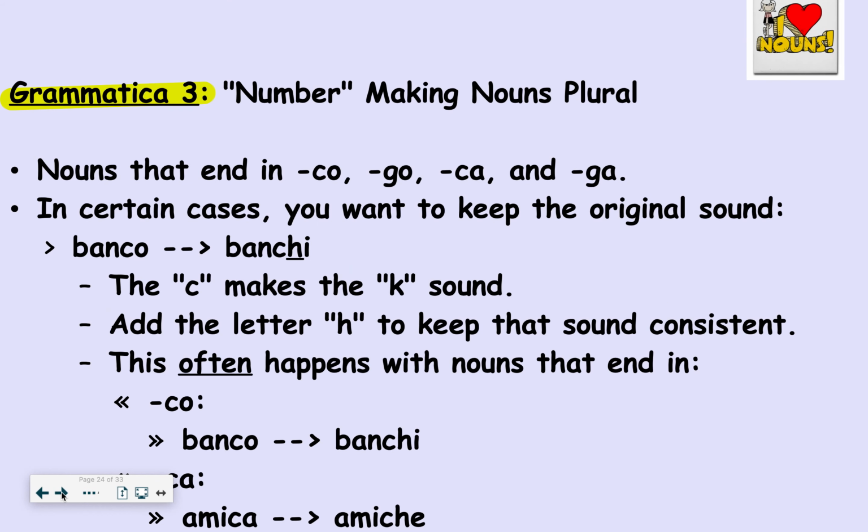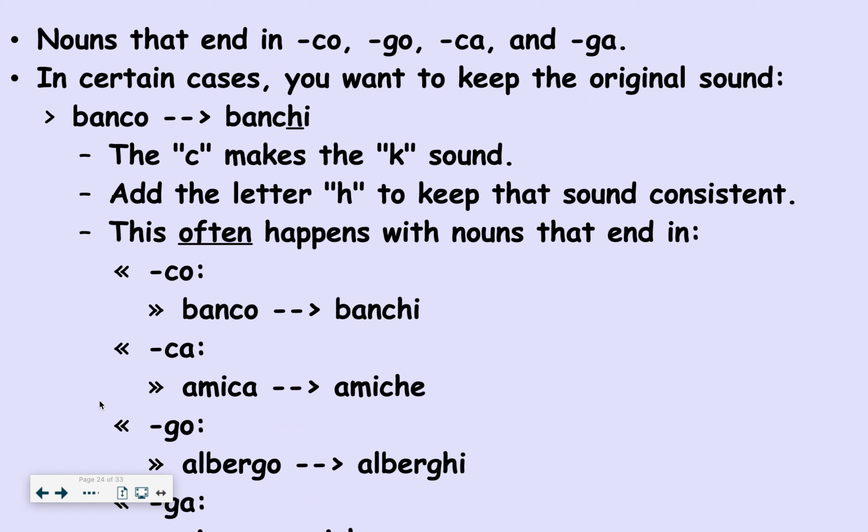The other spelling change that occurs is with nouns that end with CO, GO, CA, and GA. And I put these all into one category because it's basically the same reason. We want to keep the original sound in the singular noun. The letter C often makes the K sound in Italian, but it does change when we add an I or an E. And if we do that carelessly, we change the sound of the word.